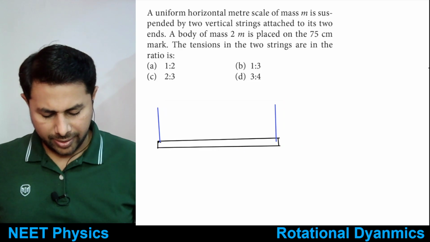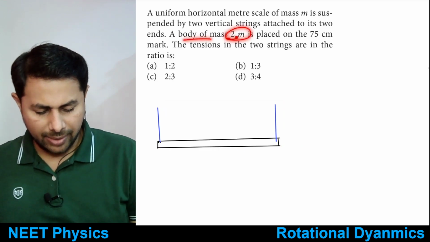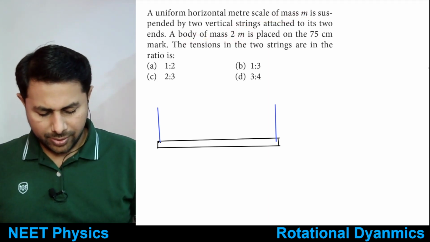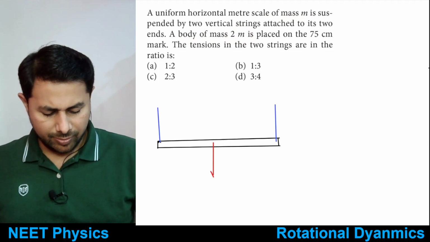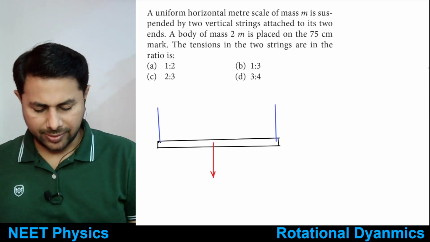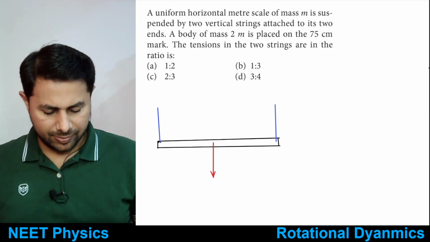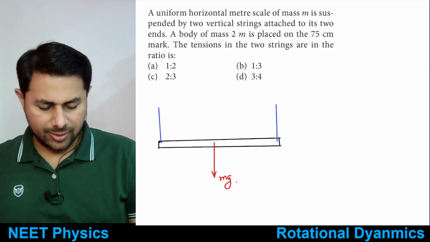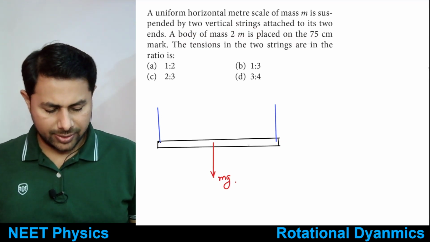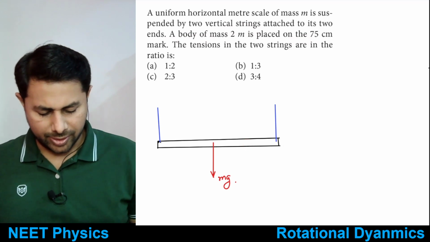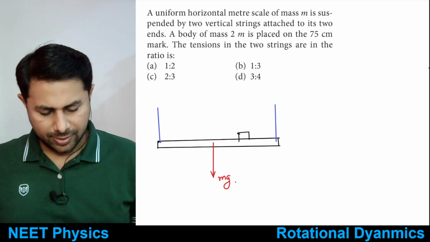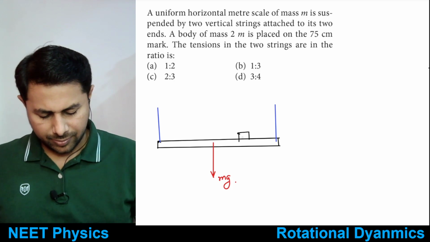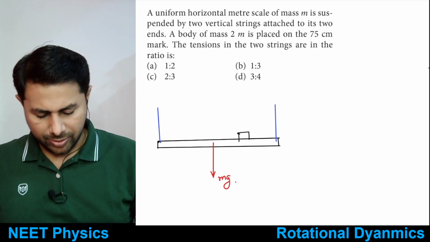Okay, and the mass of the scale is m, so it will act downwards from the midpoint, from the center of mass, so it is mg. A body of mass 2m is placed on the 75 centimeter mark, so at the 75 centimeter mark you put a body of mass 2m. Okay, so this is at 75 centimeters, right? So its weight would be equal to 2m multiplied by g.